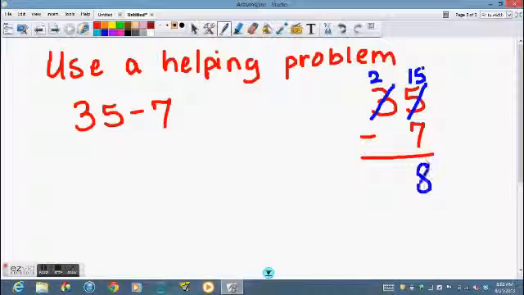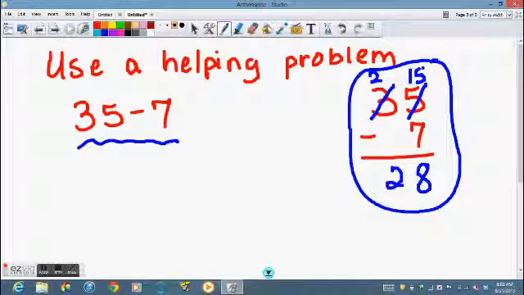Alright, so we know the answer is 28, so how could we use this method here to do this problem over here without having to write all this out? Now there's nothing wrong with writing all this out, but sometimes we want to be able to do things in our head if we don't have a piece of paper and pencil or something like that. So what we want to think about when we're doing 35 minus 7 is that we want to use a helping problem. And the helping problem is 15 minus 7.